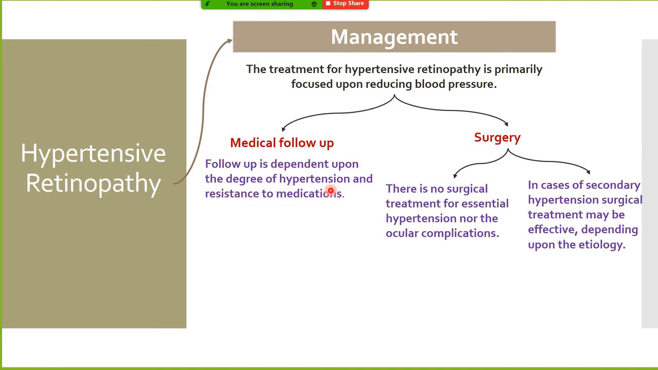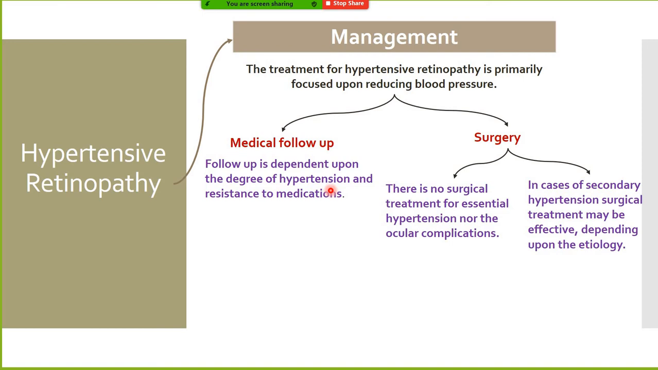Then comes the medical follow-up. Follow-up is dependent upon the degree of hypertension and how resistant the patient is to a particular medication. We have to have follow-up and make sure that things are going fine and the patient is responding to a particular medication.